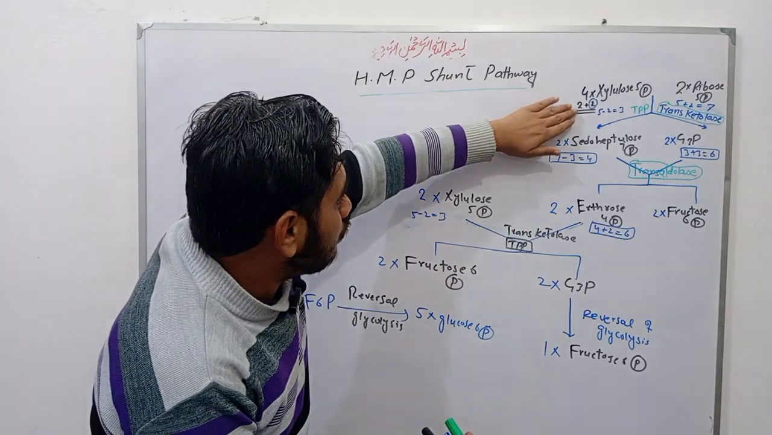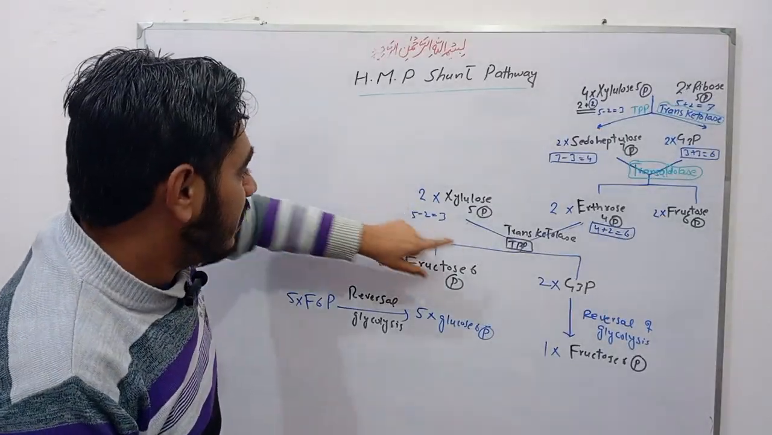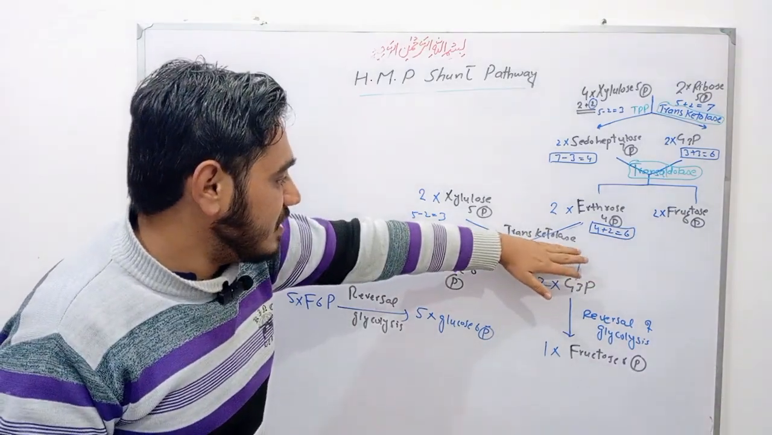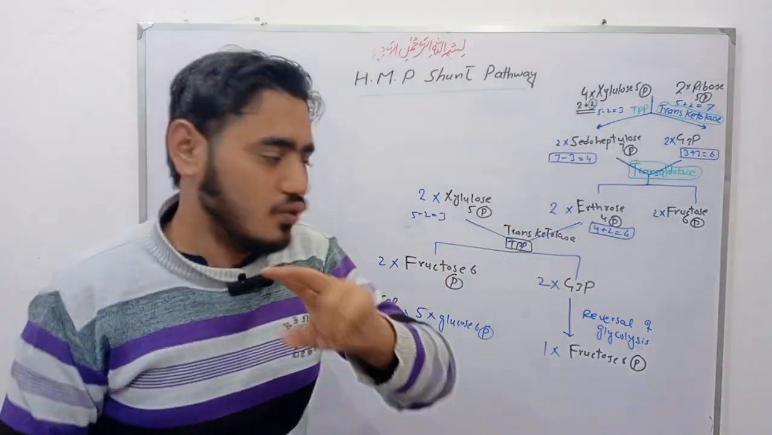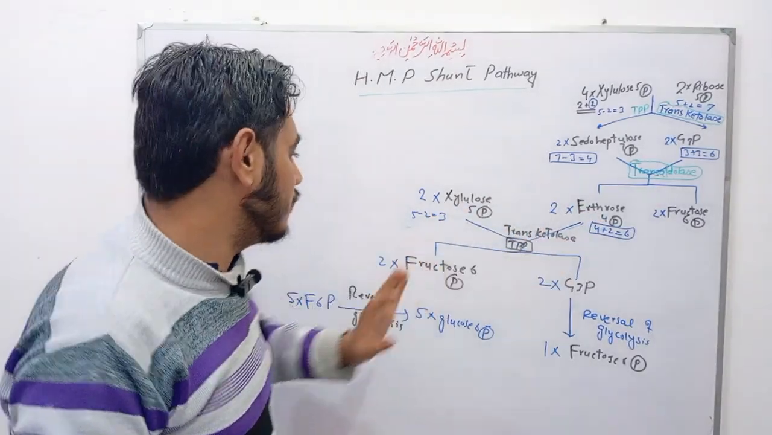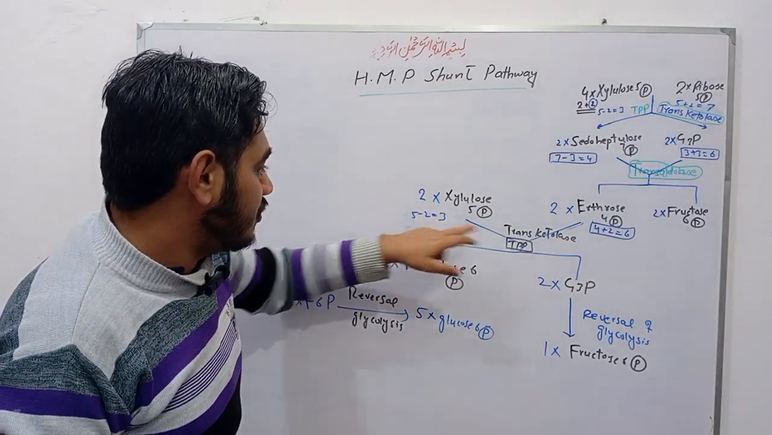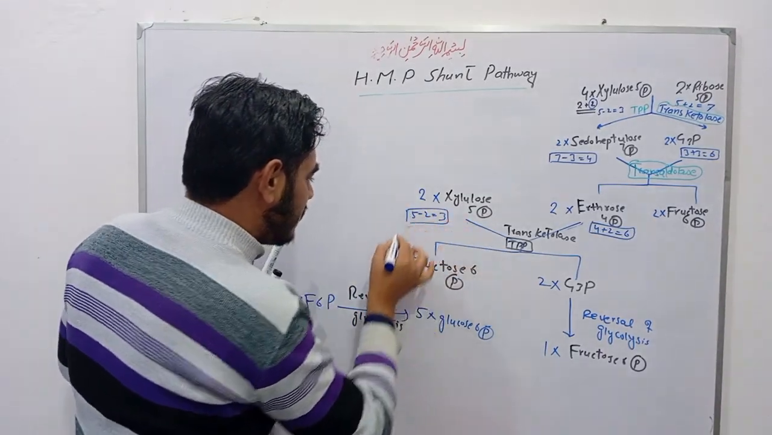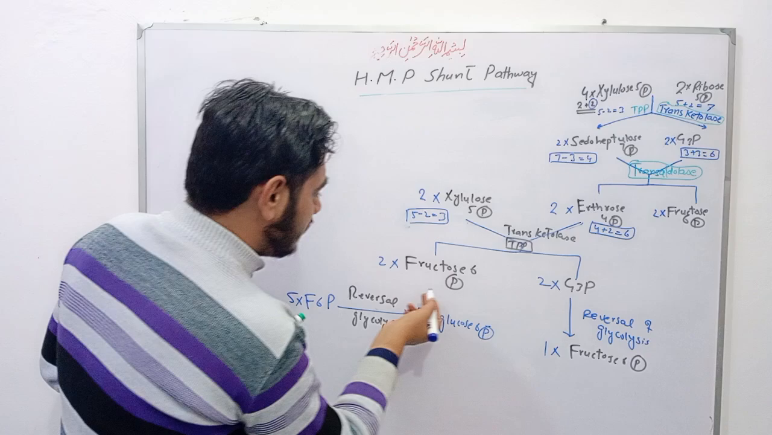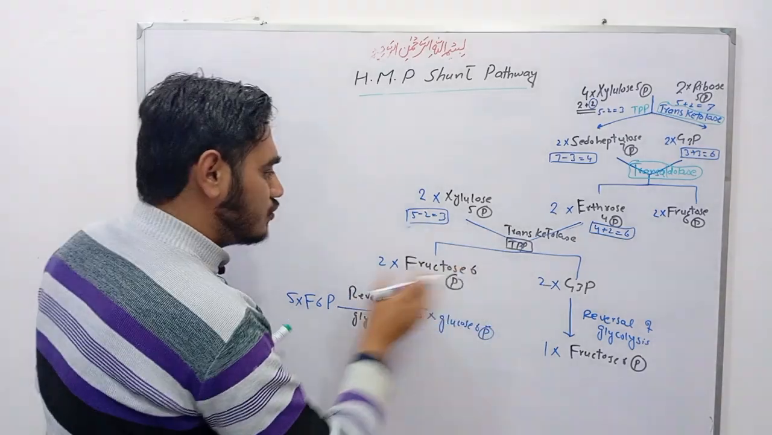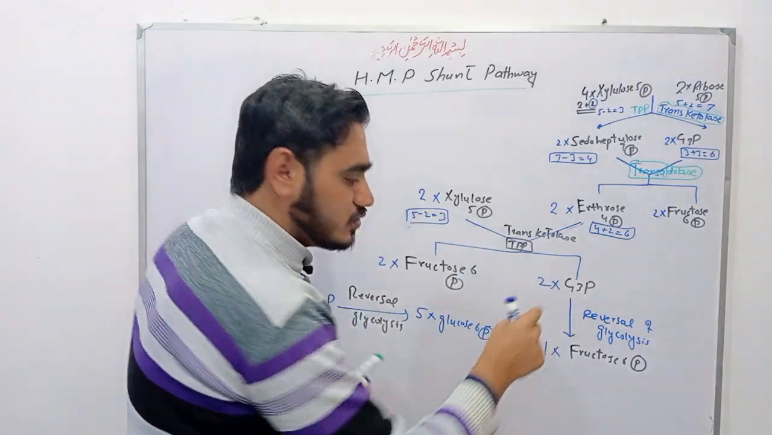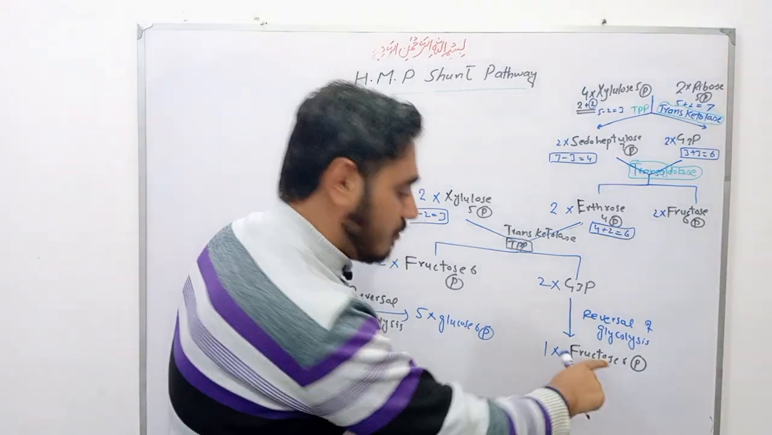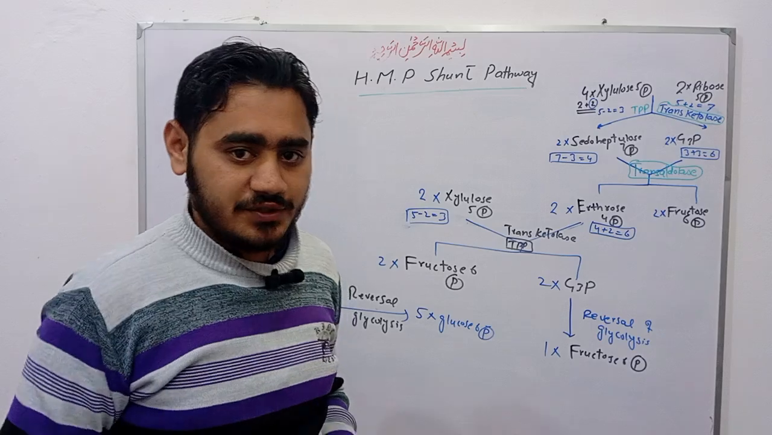Now we will use these two molecules of xylulose 5 phosphate, and again there is action of transketolase enzyme. This enzyme is responsible for the transfer of 2 carbon from this keto sugar to this aldo sugar. 5 minus 2 is equal to 3, and 4 plus 2 is equal to 6. There is a formation of glyceraldehyde 3 phosphate and fructose 6 phosphate, 2 molecules on each side, and 2 molecules of glyceraldehyde 3 phosphate, through reversal of glycolysis, form 1 molecule of fructose 6 phosphate.